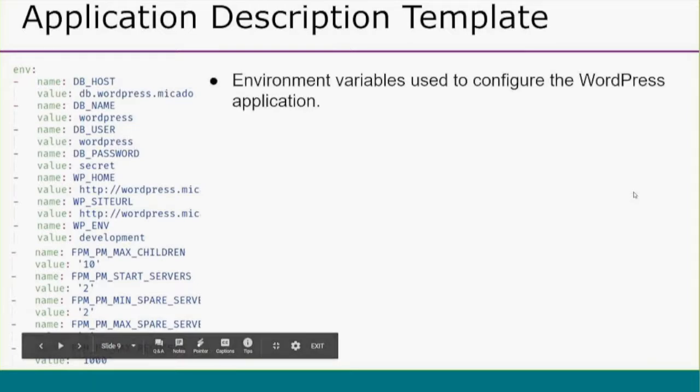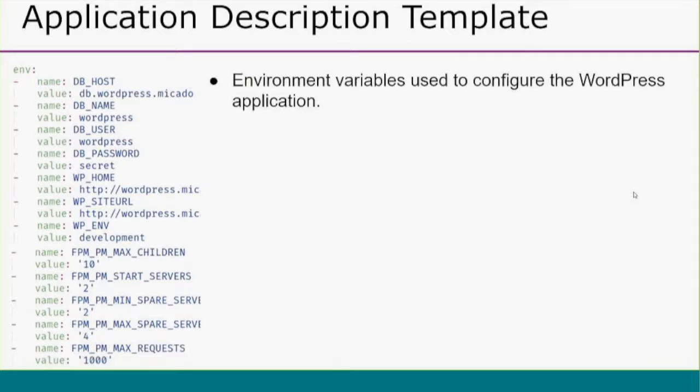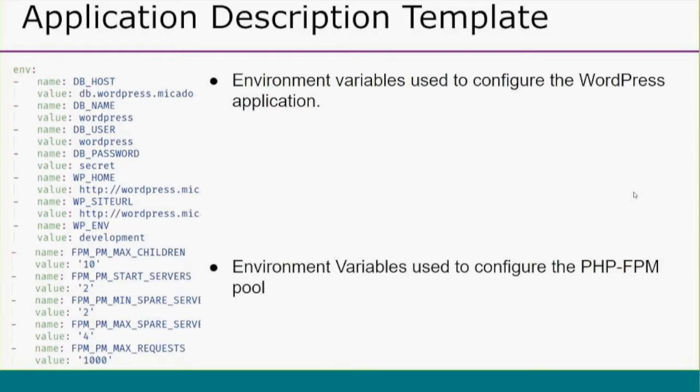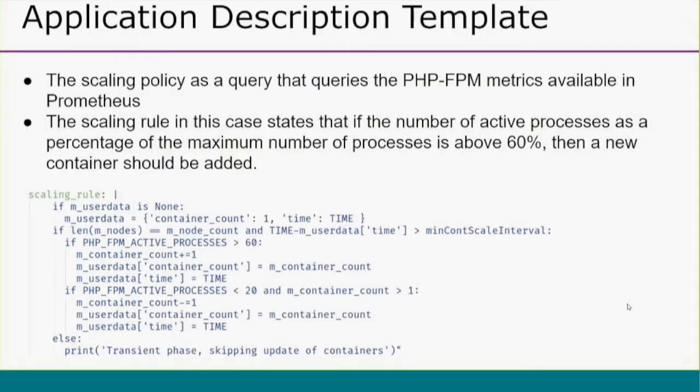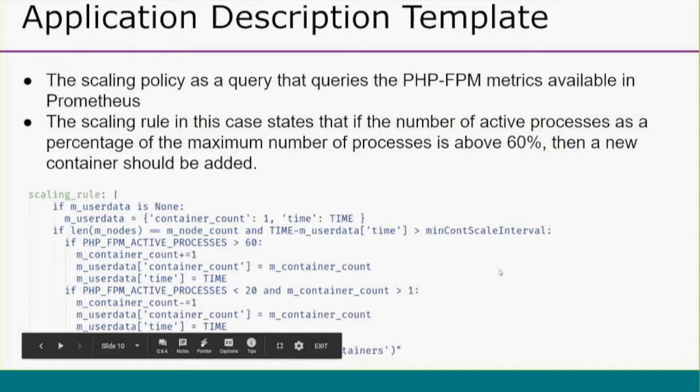Here we have a list of environment variables used to configure the WordPress application. And these can be changed from environment to environment. And we also have environment variables used to configure the PHP FPM pool. And you might want to change these depending on the use case and the stress that you're expecting your application to be under. And then finally, we can talk about the scaling policy.